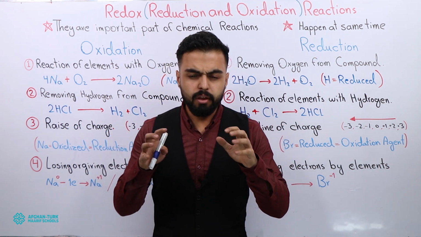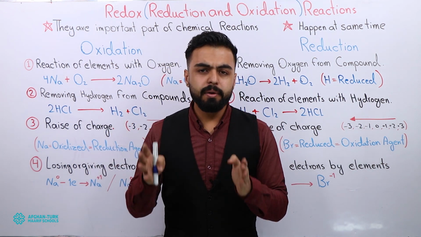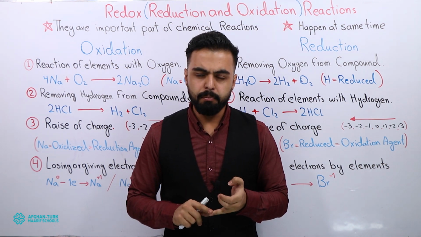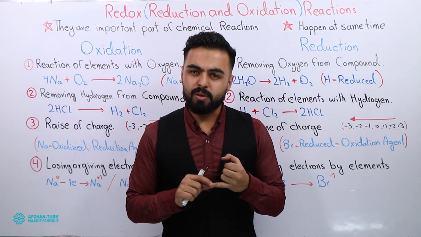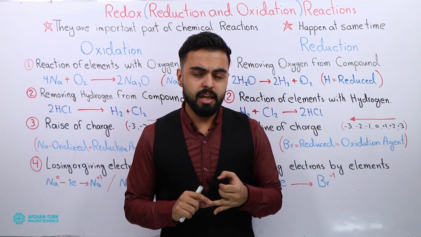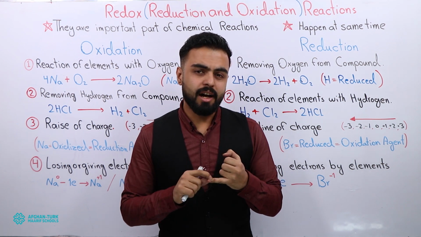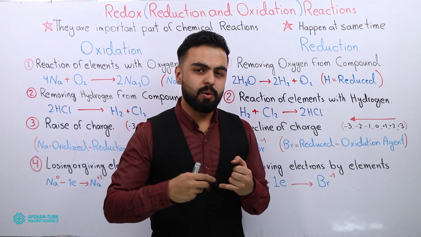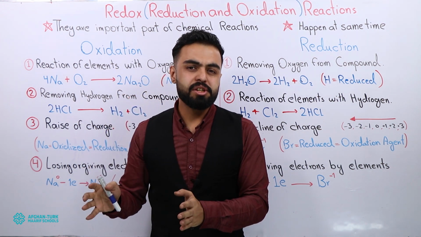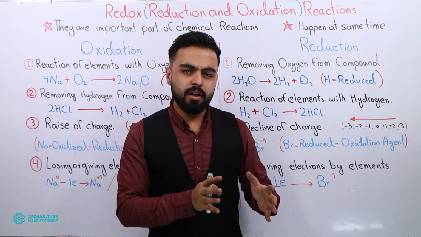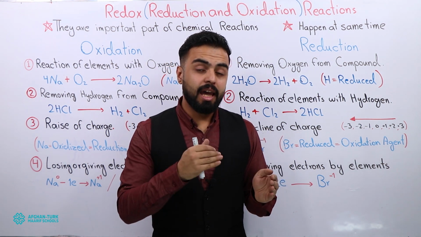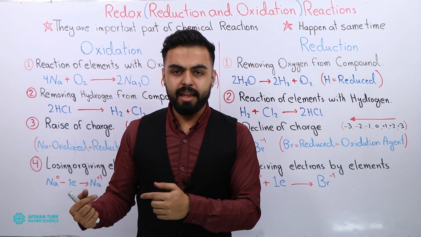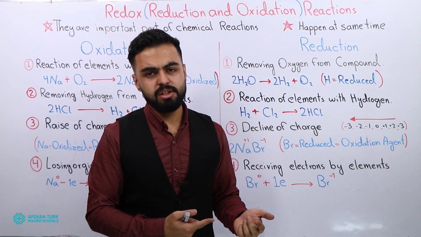So totally, we can say in a reaction, oxidation and reduction happen at the same time. One of the elements is oxidized and the other one is reduced. That one which is oxidized causes the other element to reduce. So this is a reduction agent. And the other one which is reduced is an oxidation agent. The first one, reduction agent. The second one is oxidation agent.